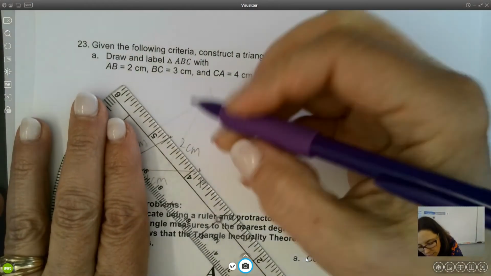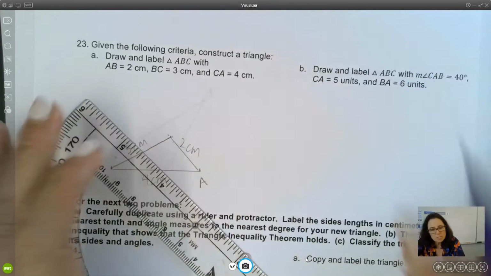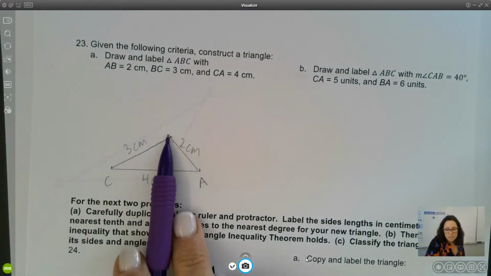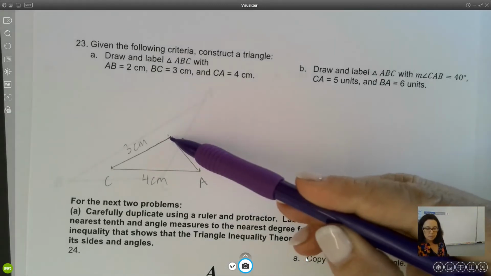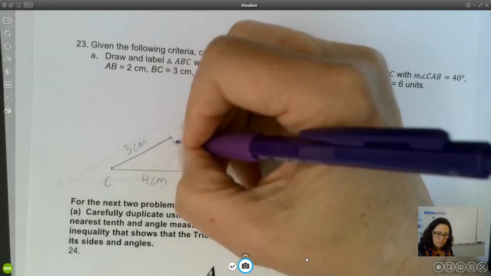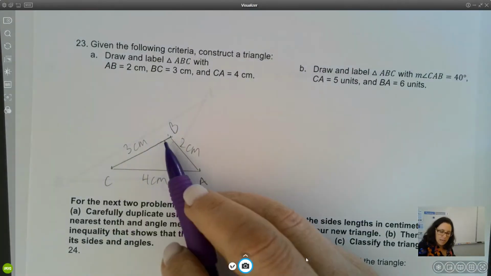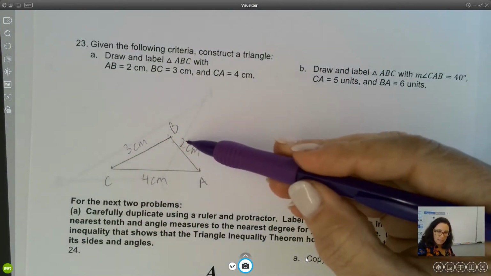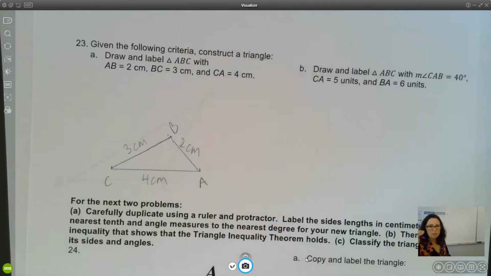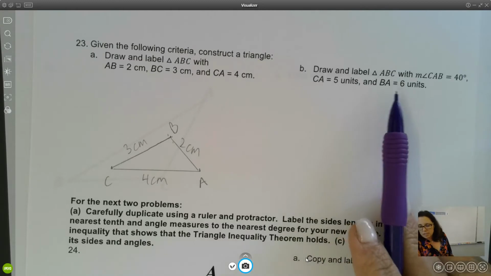Hopefully you just saw that I had to play around. You can see all those little dots there that I erased. I put my longest line down and then I played around with where I need to put a dot to make this guy, this is B, to make CB, or BC, 3 centimeters, and then AB was 2 centimeters.